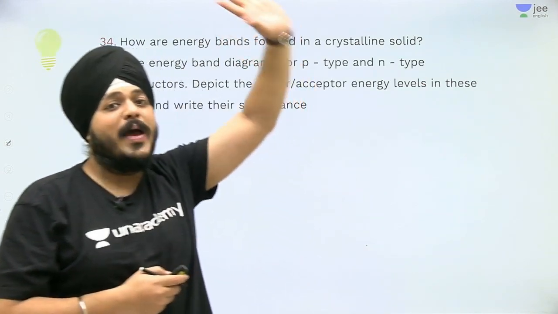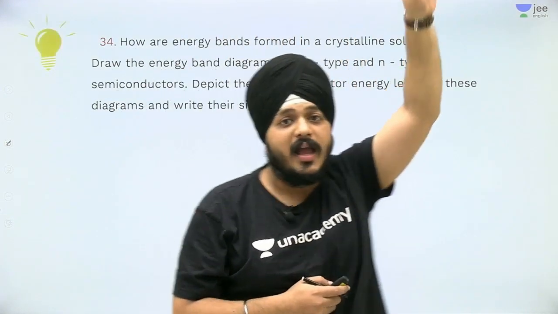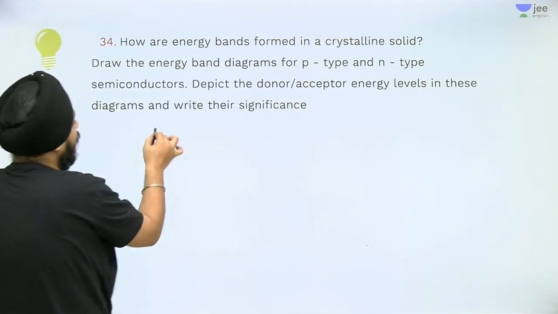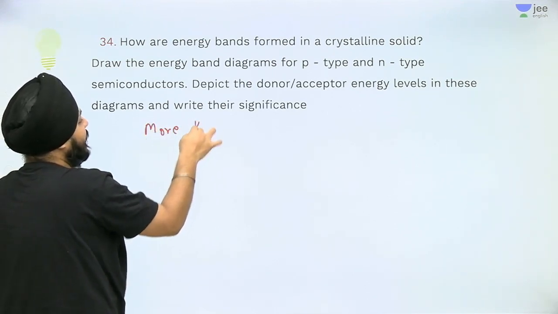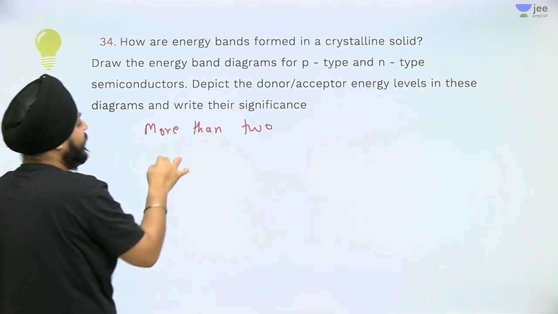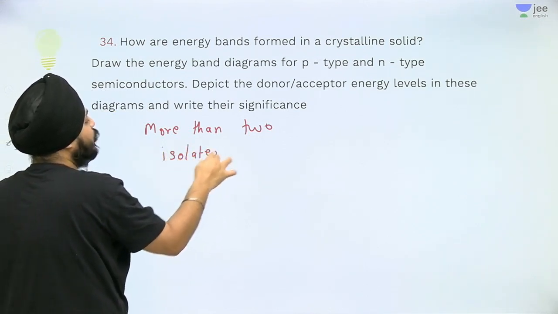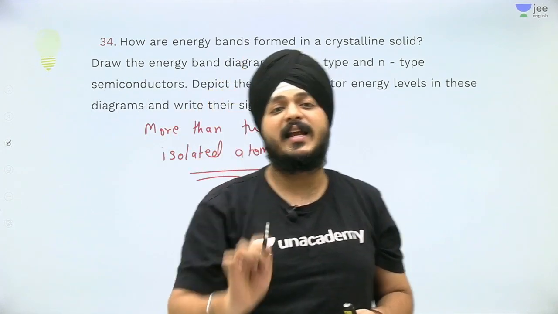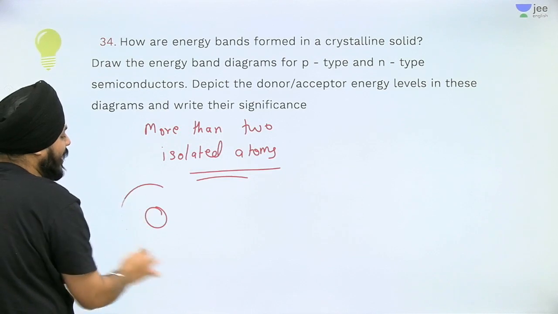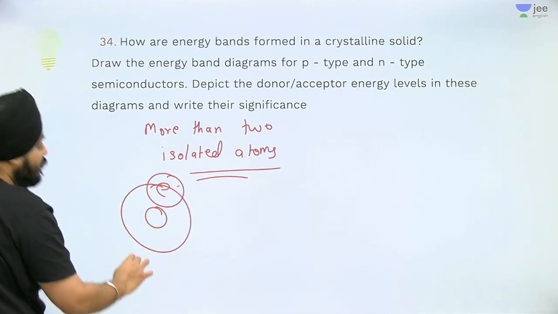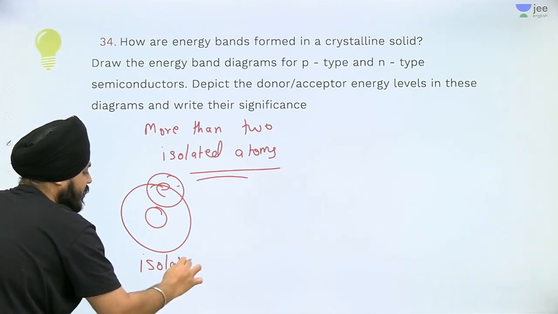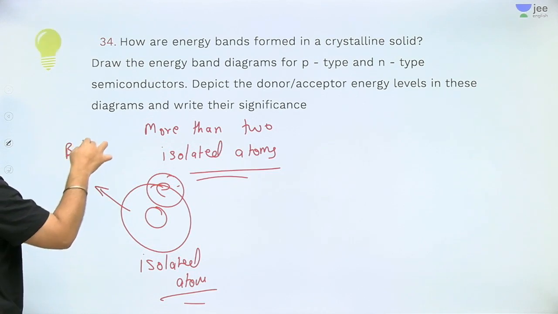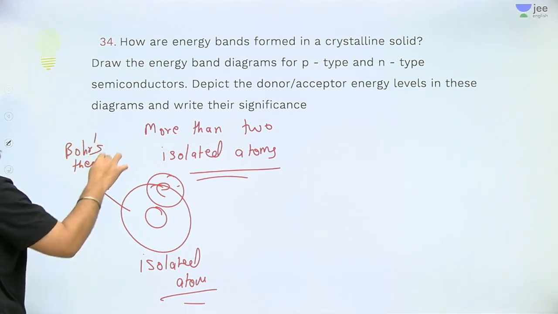Okay guys, moving forward, how are energy bands formed in a crystalline solid? I am taking a very simple example of sodium, with more than two isolated atoms. See, Bohr's theory is applicable only for one single atom. This is a nucleus and this is an electron revolving in the ground state. So this is an isolated atom. Bohr's theory is applicable only for this kind of atom.